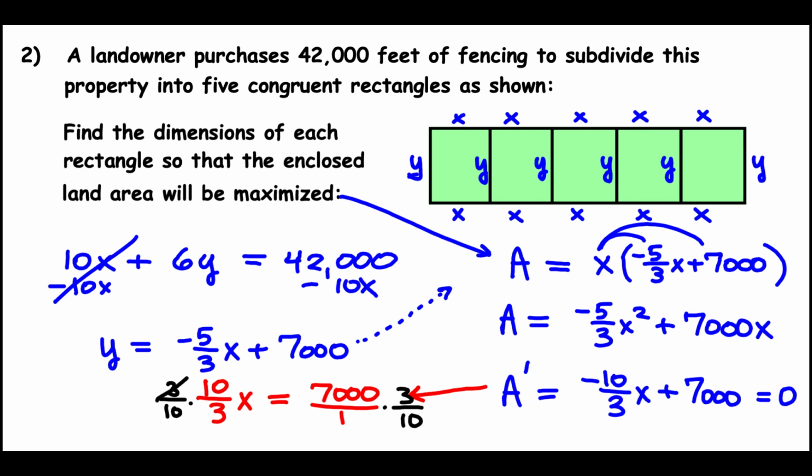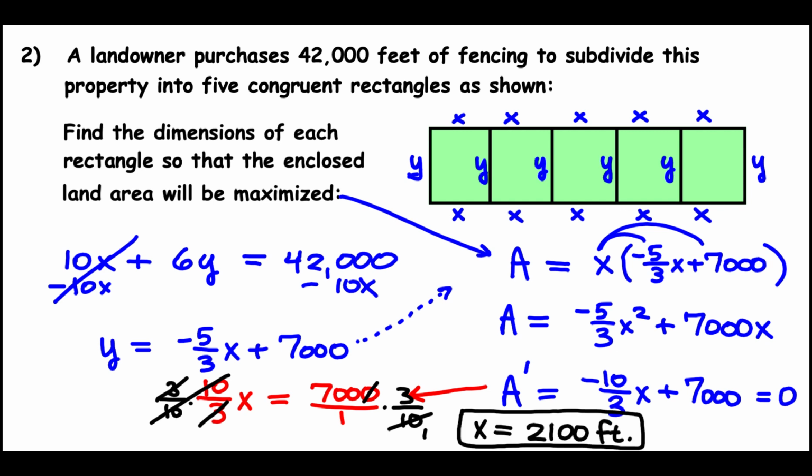That allows me to cancel out the 3's and the 10's. That just feels good. In fact, talking about canceling, let's cancel this 10 with one of these. We'll make it 700. 700 times 3. X is going to be 2,100.